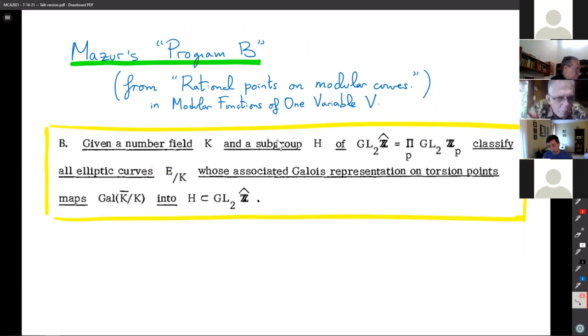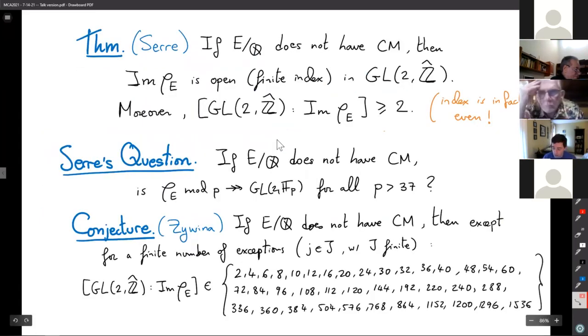I want to go sort of the other way around. I want to classify, given all the elliptic curves over Q, for example, what images do we get? Okay, so what do we know about this problem?